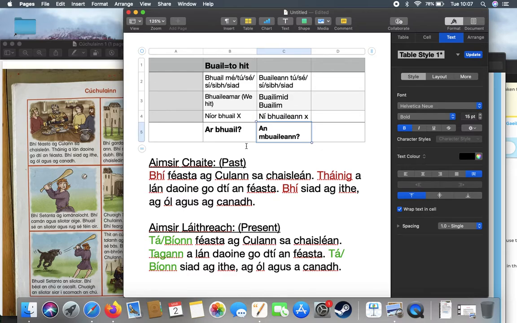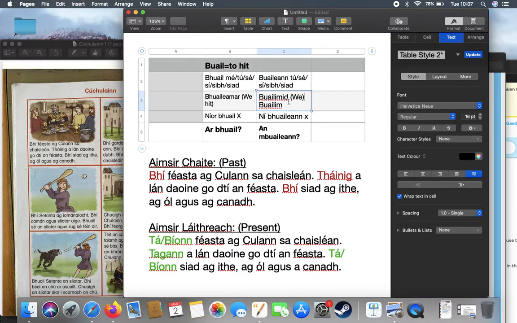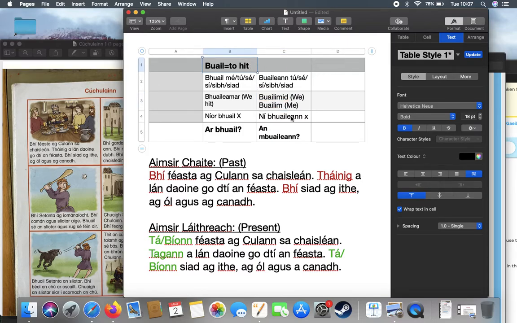Bhuail sé an sliotar, bhuail sé. So there's sé. So this is the spelling, bhuaileann. This is for we hit. This is we. And this one here is like me. I'm doing it, but I'm sure in the present you blend them together. So that's all you need to know for today, the bhuail.